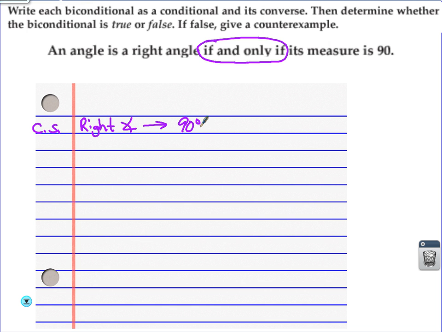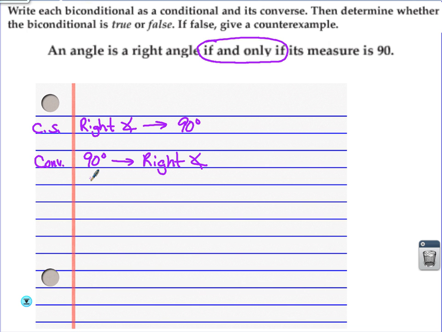And it also wants us to break it into its converse. The converse of that would be: if it is a 90-degree angle, then it's a right angle. And since we know it's a biconditional, I know both of those are true. The only way it can be a 90-degree angle is if it's a right angle. The only way it's a right angle is if it's a 90-degree angle. It works forwards and backwards. The conditional statement is true. The converse is true. It is a biconditional.